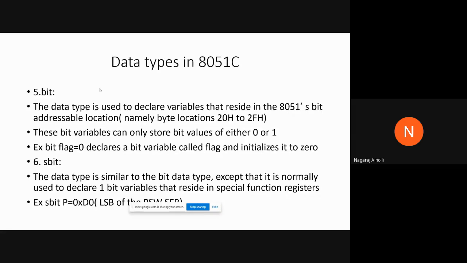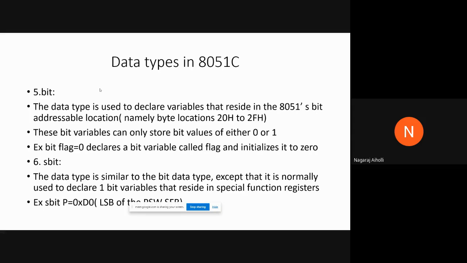Next, the bit data type. As the name itself indicates, it can store either 0 or 1, any one of these two. The data type is used to declare variables that reside in 8051's bit addressable locations. Now, for which memory locations is this bit data type used? It is used for the RAM memory locations from 20 to 2FH. Because we know this block of RAM between 20 and 2FH is meant for which one? Try to recollect the organization of RAM memory.